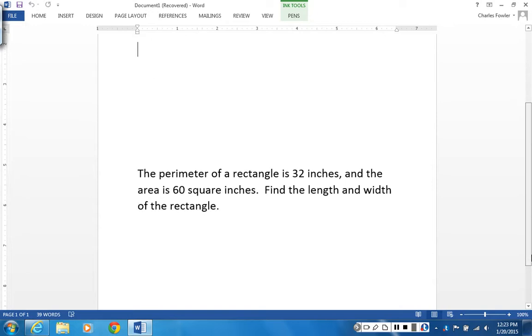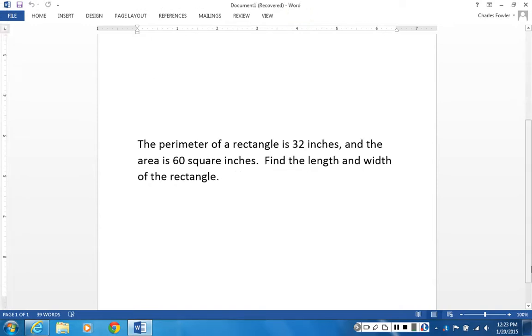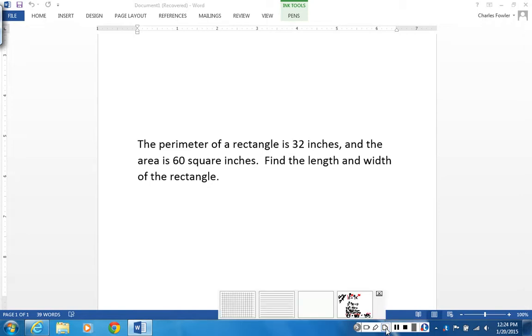We have the perimeter of a rectangle is 32 inches and the area is 60 square inches. Find the length and width of the rectangle. So this is a little bit more in depth, because you have to know, as you can see, the perimeter of a rectangle. You have to know formulas to solve this problem, and area of a rectangle. So first thing you need to do, make sure you know the formulas for the perimeter of a rectangle and the area of a rectangle. Alright, so let's go to the whiteboard.